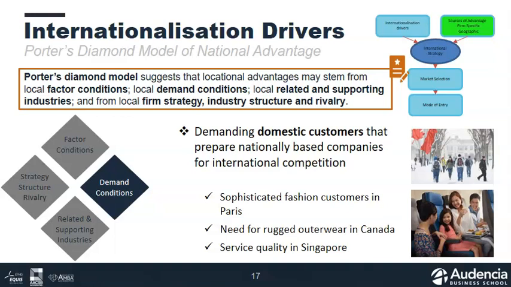And a really good example would be Singapore Airlines, which is meeting the demands of its local culture, obviously this high service-oriented culture, but because of it, they're able to be a better player in the international market.